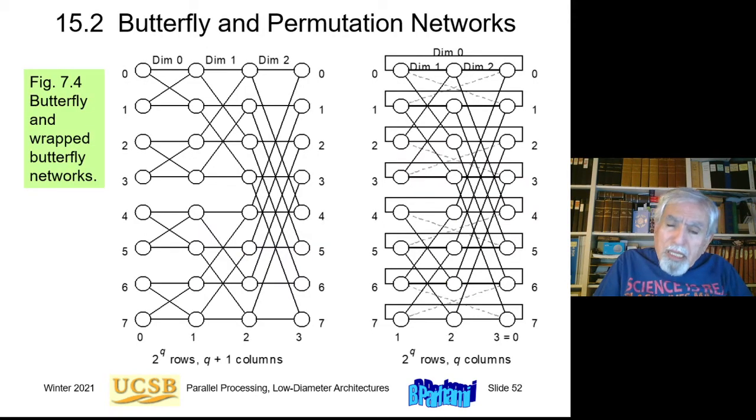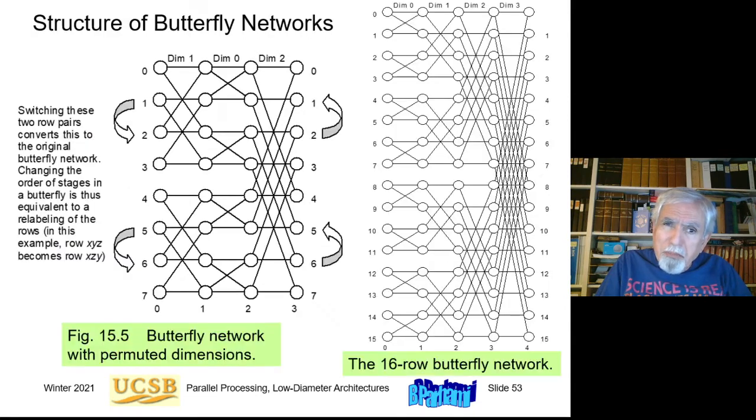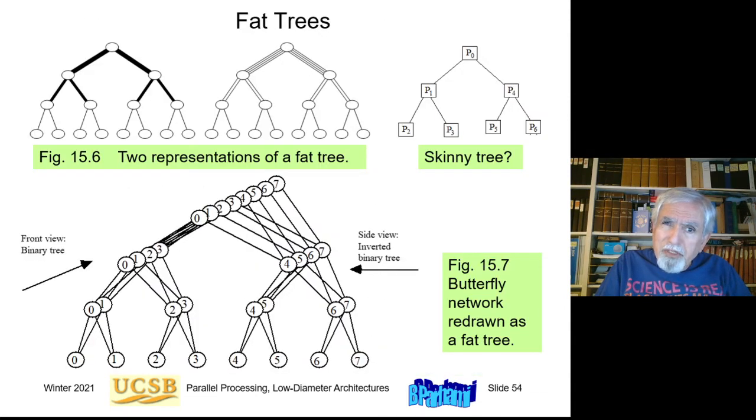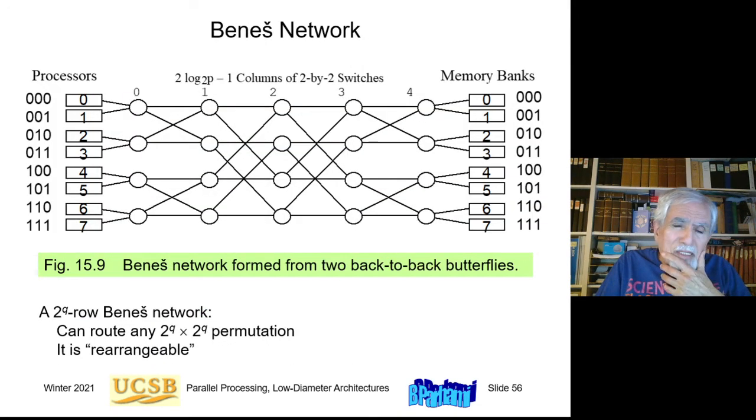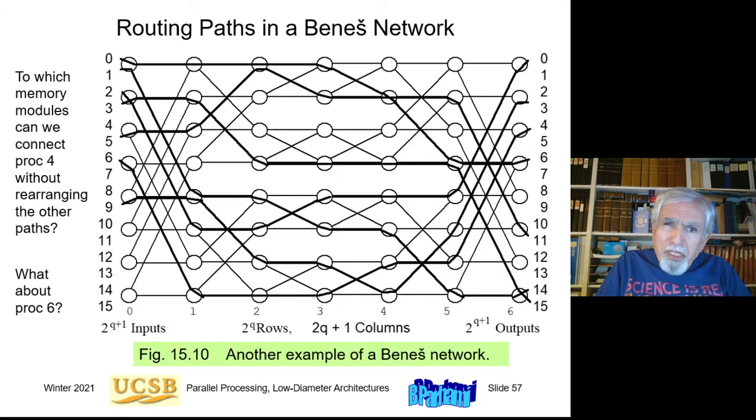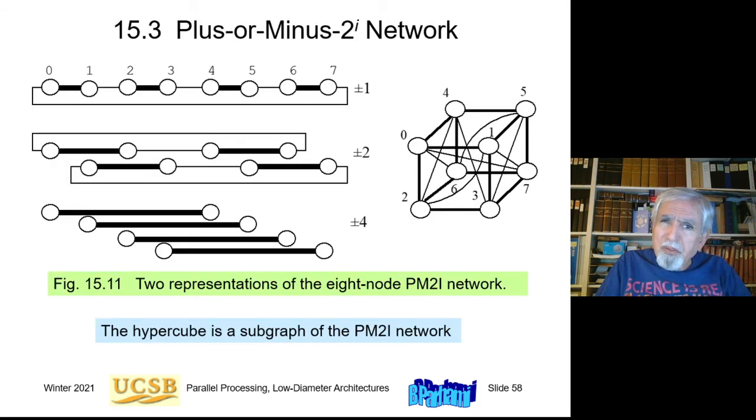Okay, butterfly networks we studied in the section on shared memory computers because butterflies can be viewed as processor to memory or processor to processor interconnection networks. So I'm going to skip this section, fat trees we discussed, multi-stage interconnection networks, Benes networks, and so on.